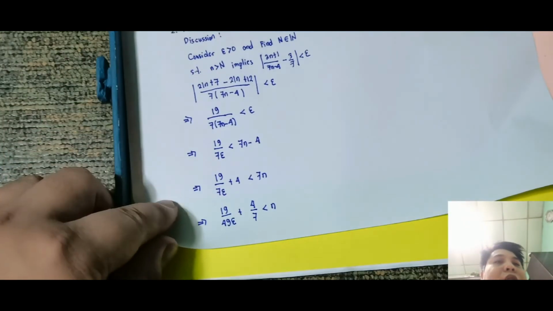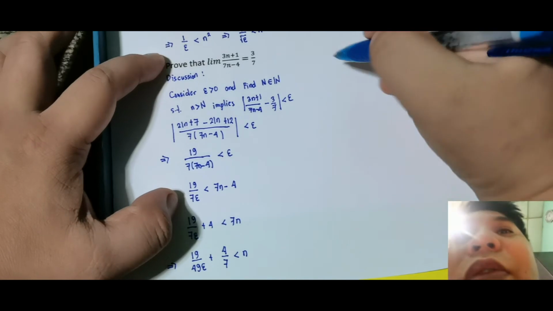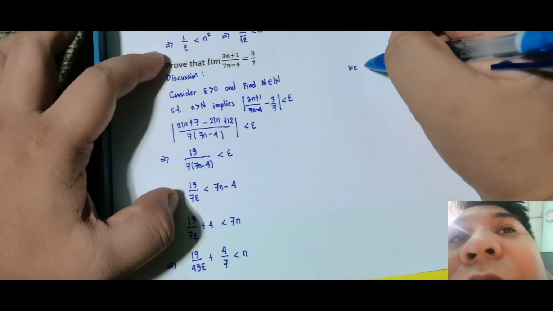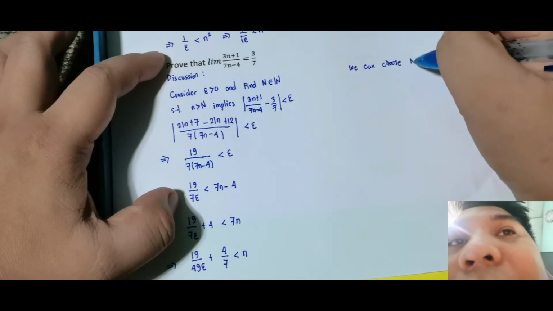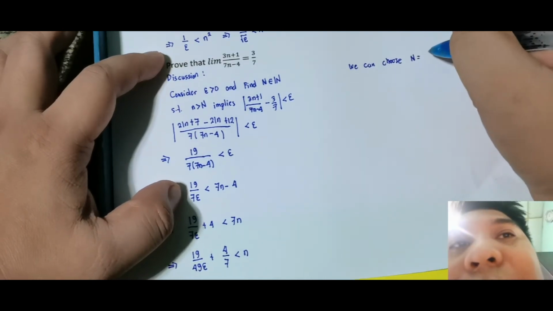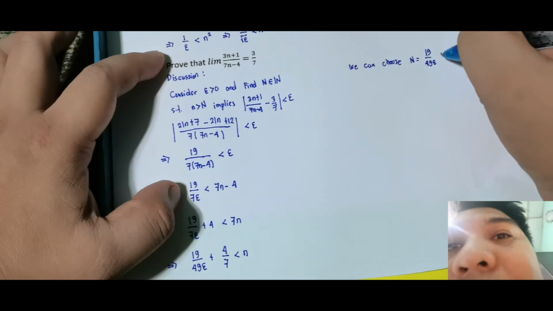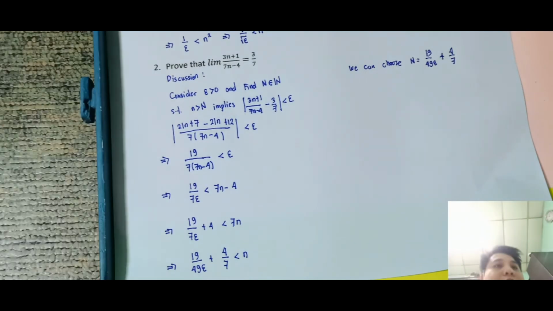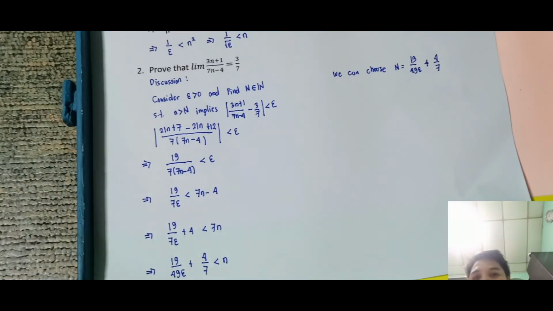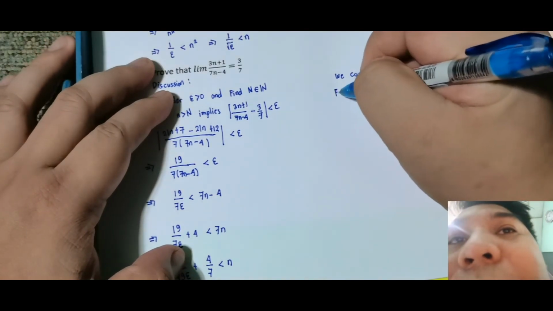So I found a small n. Okay, so we can choose n to be 19 over 49 epsilon plus 4 over 7. That is the value of n we will use. So let's proceed to the formal proof. So, here's the formal proof.